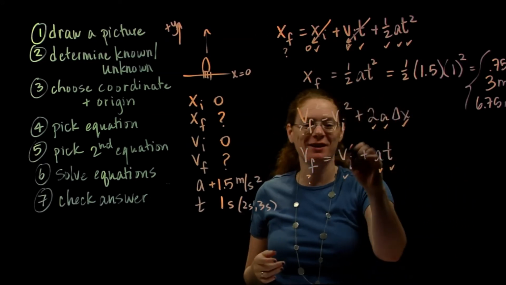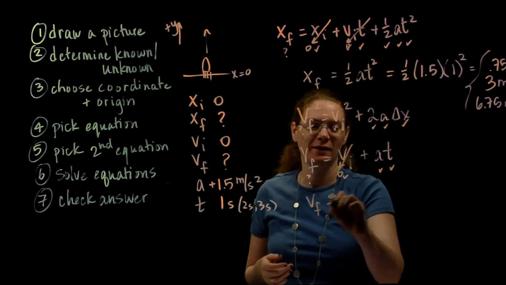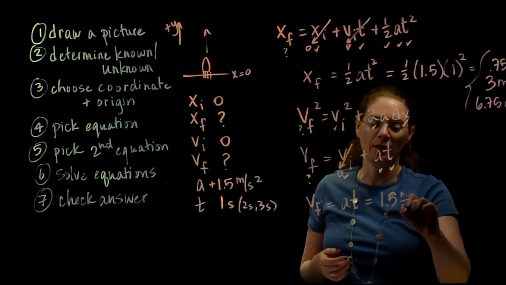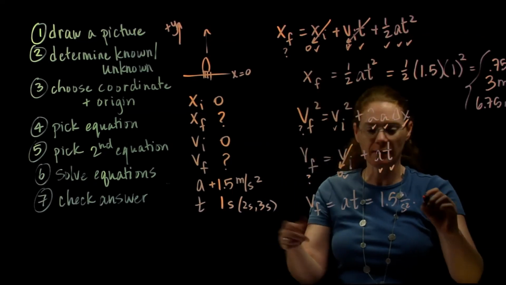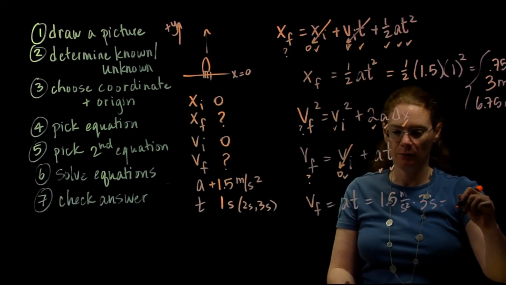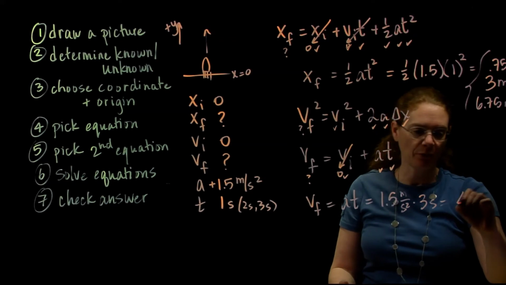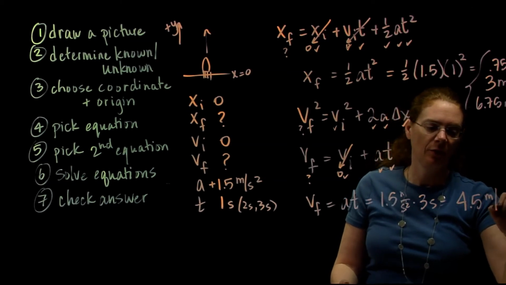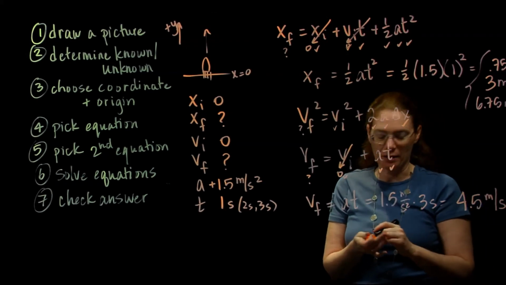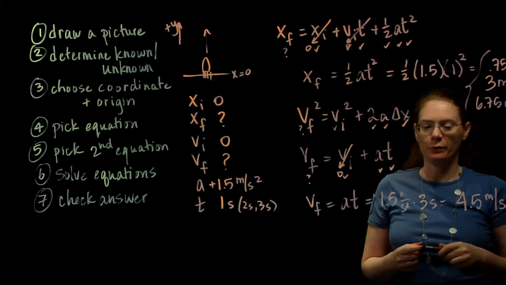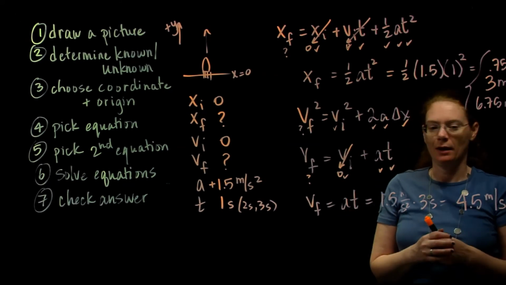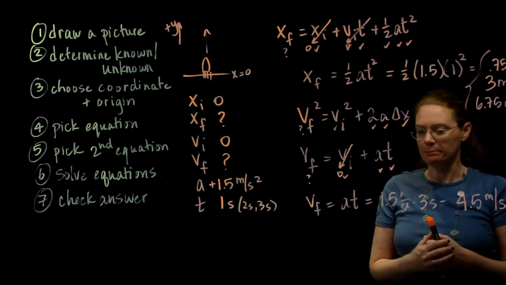Now V initial is 0, so V final is AT, which is 1.5 meters per second squared times time, which is 3 seconds. So the answer to that should be 4.5. Yep, 4.5 meters per second. And that's a reasonable number. That's about 9-10 miles an hour. So after 3 seconds of thrust, model rocket, or real rocket, doesn't say, going about 10 miles an hour, sure.